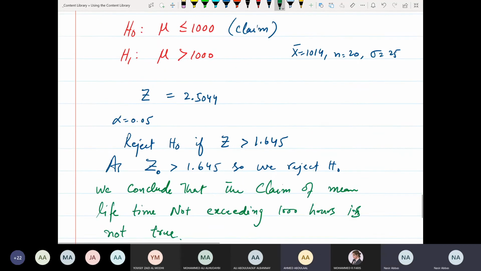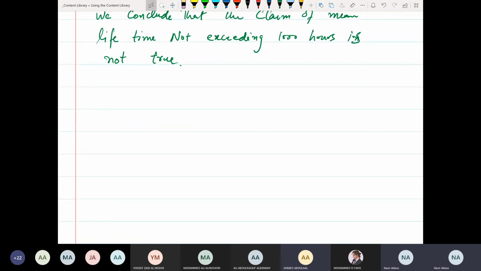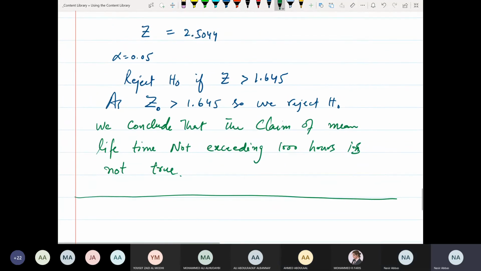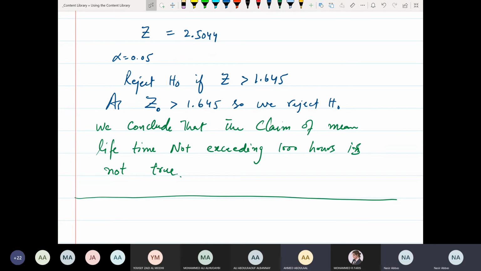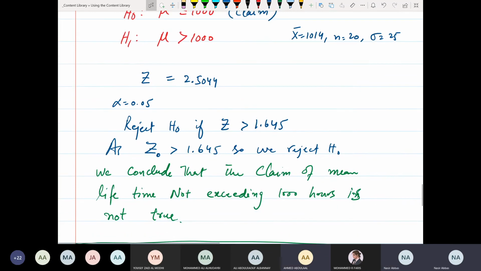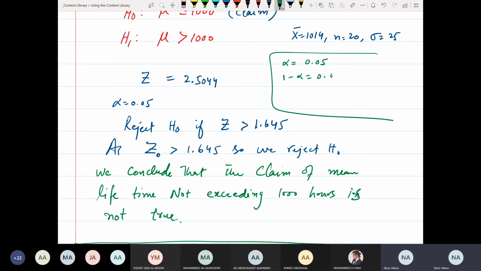Another example. Excuse me, Doctor. Yes, Muhammad. How do we get 1.645? From the z table. Step number 1, look for alpha. Step number 2, look for 1 minus alpha. Step number 3, look for this 0.95 inside the z table, and the corresponding value of z is your 1.645.